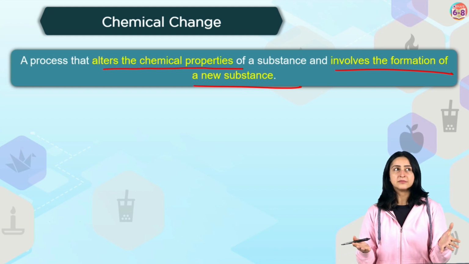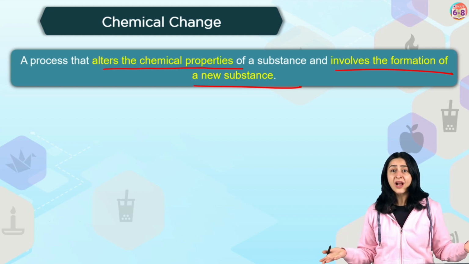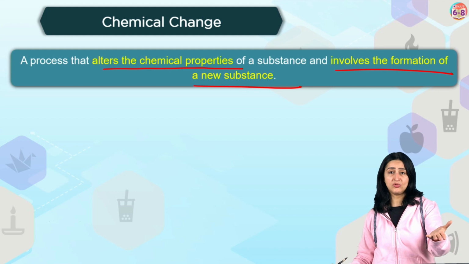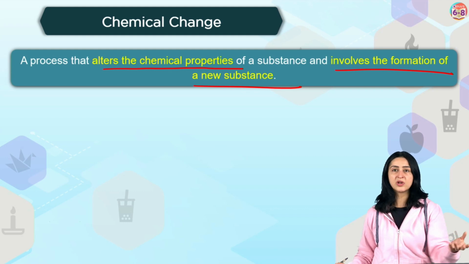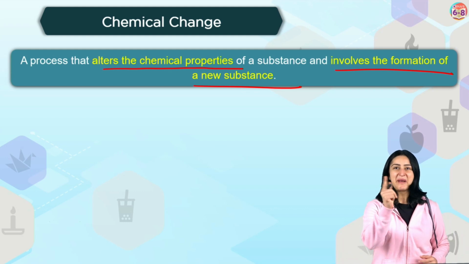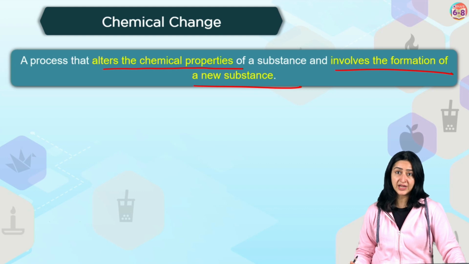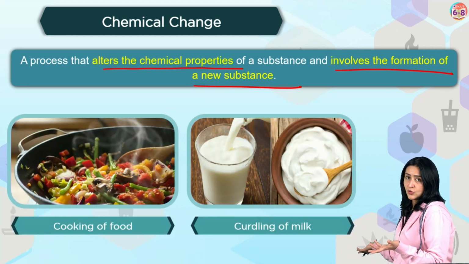Now, examples. There are examples all around us. I mean, if I was to just ask you for an example of chemical changes, I'm sure you'll give me 5 or 10 just like that. But I'll give you some very basic ones that we deal with all the time. Number 1, cooking of food.